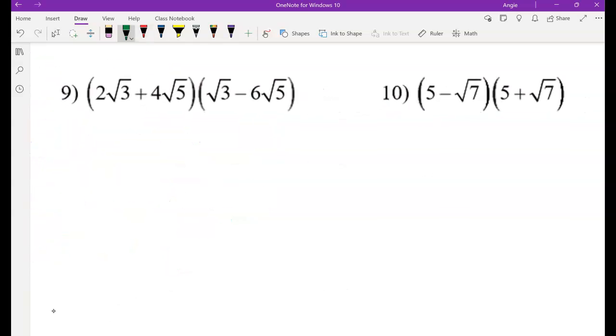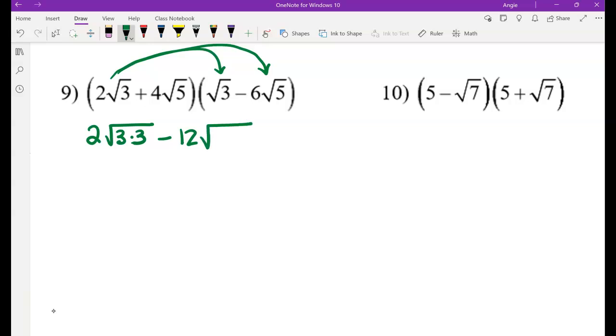Number 9 says 2 rad 3 times radical 3 is going to be 2 radical 3 times 3 on the inside. Then 2 rad 3 times negative 6 rad 5. Then on the outside now, guys, it's going to be negative 12 rad 3 times rad 5. You can write rad 15 if you want, or you can write rad 3 times rad 5 first and then write the next step as rad 15.